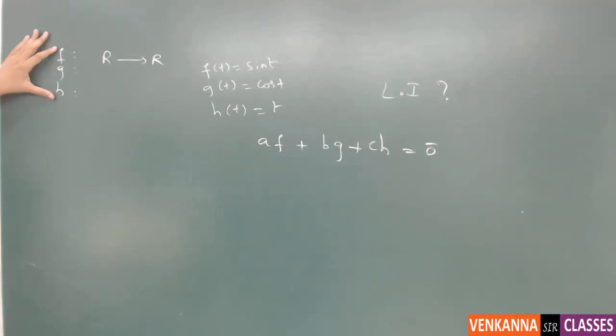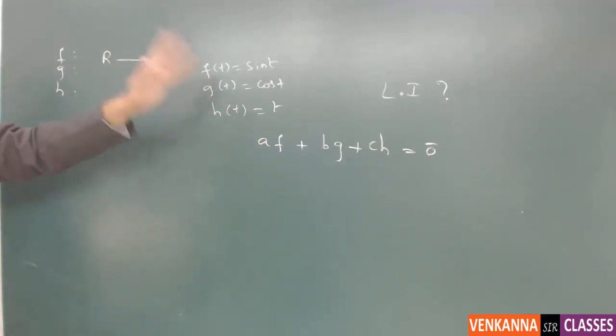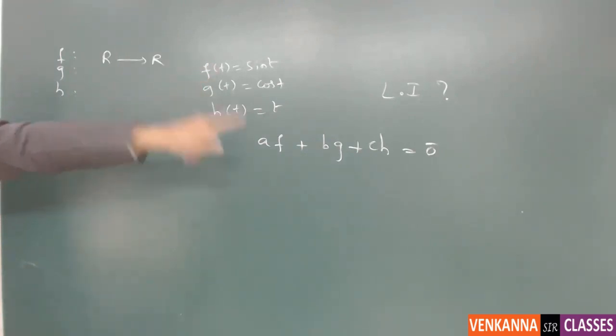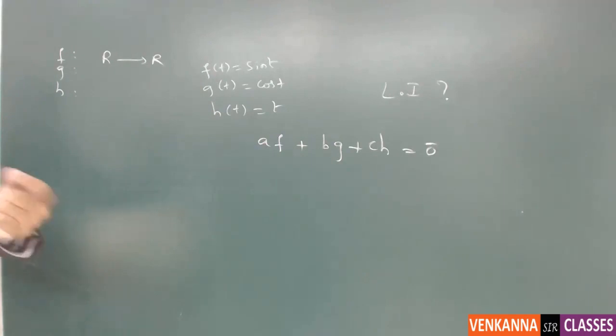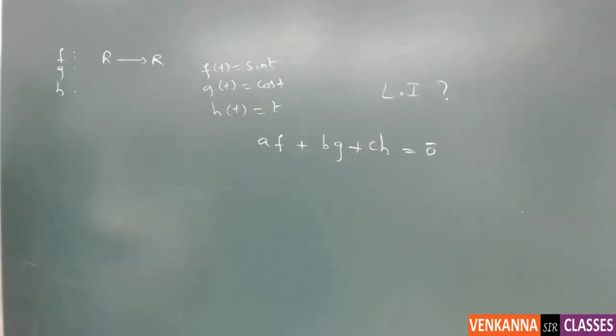You have written the linear combination, which means for all values in the domain you are considering that the linear combination is 0. So you are not taking the function for a specific value in the domain. For all values in the domain, you are stating that the linear combination is 0, can I get the values of A, B, C or not? That was the actual intention behind it.